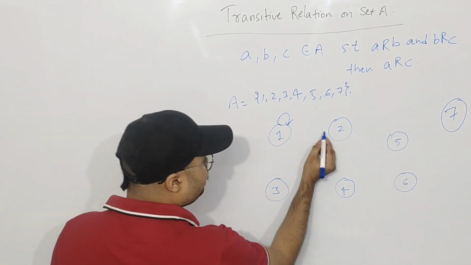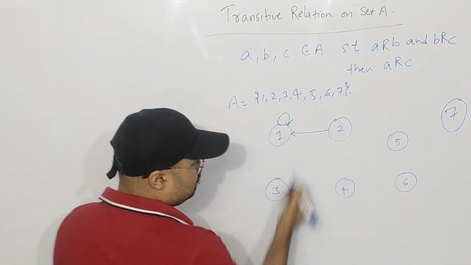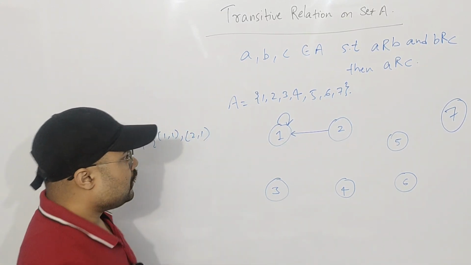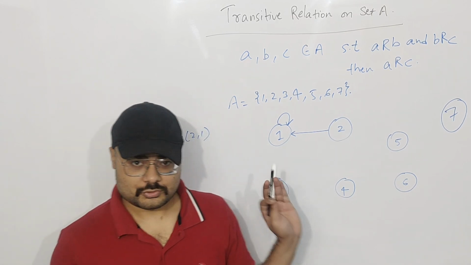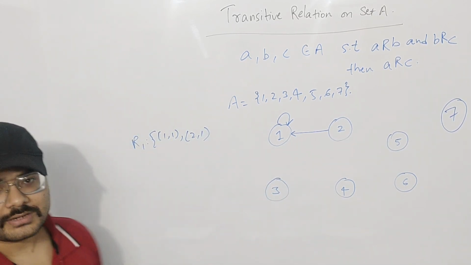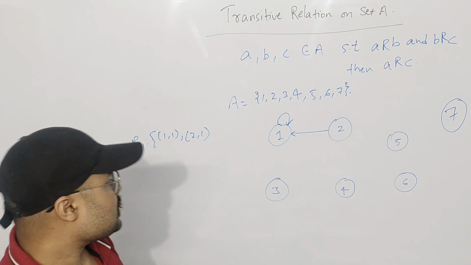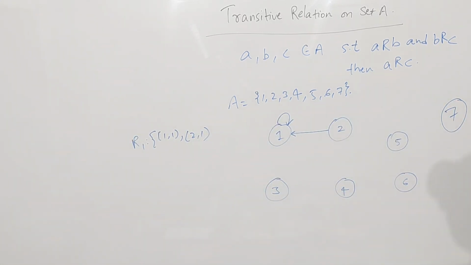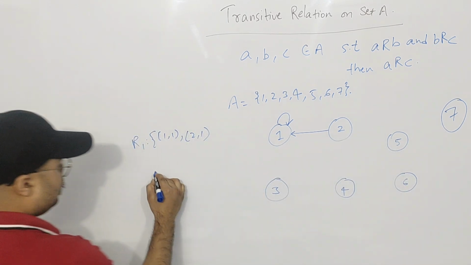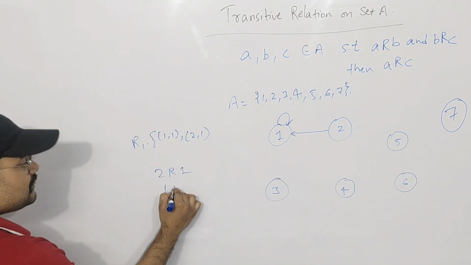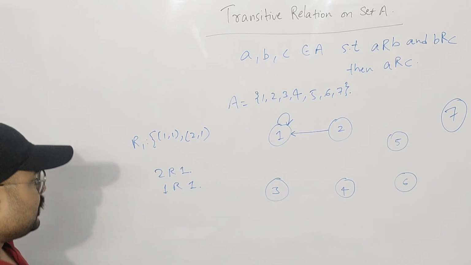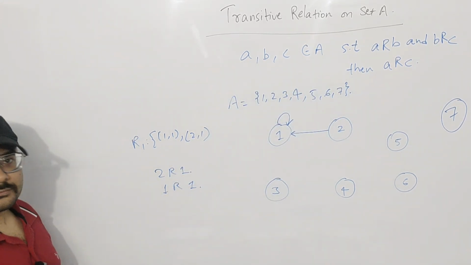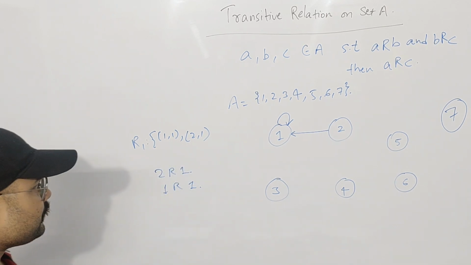Now let's say 2 is related to 1. So far, is this relation R1 transitive? Yes, because 2 is related to 1 and 1 is related to 1. There is no violation of this property so far. So far this relation is transitive.